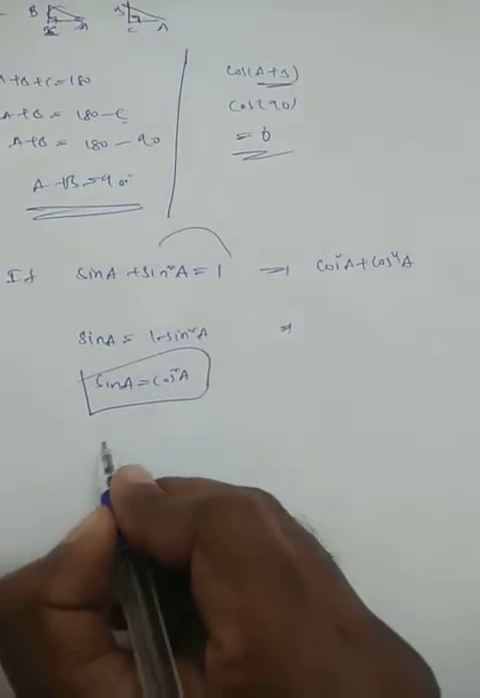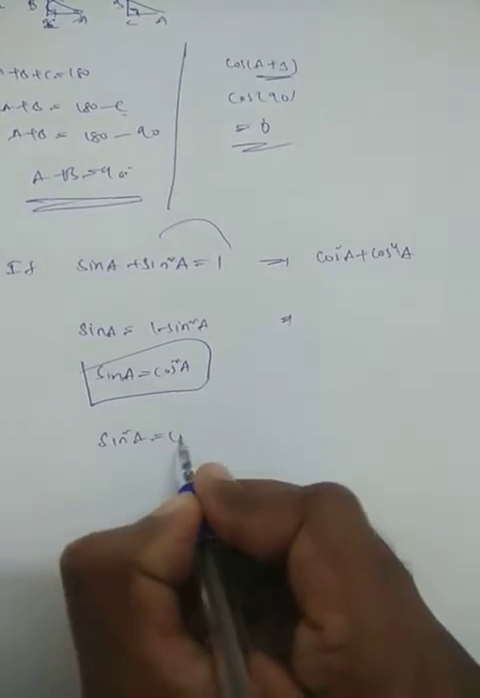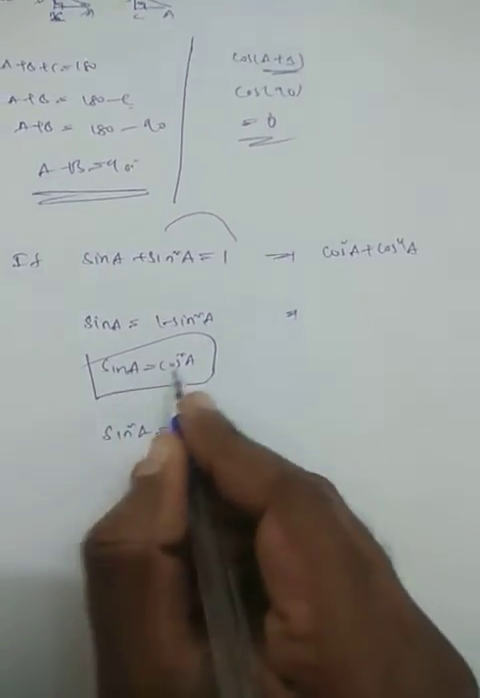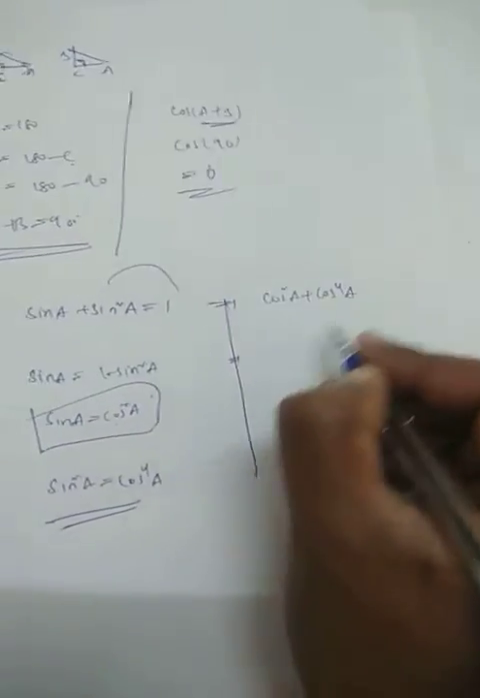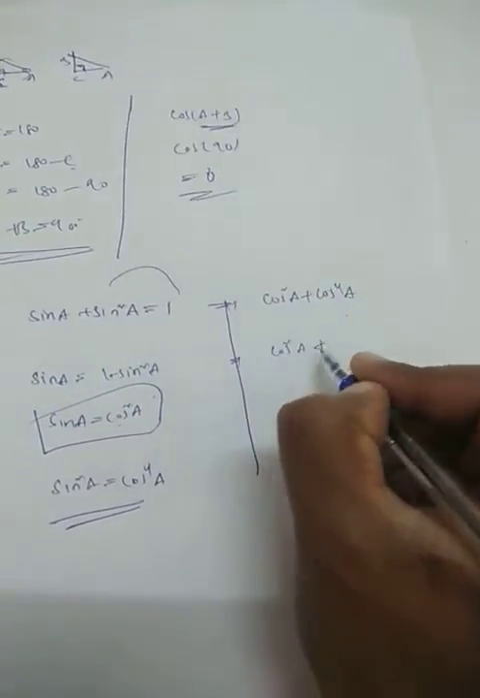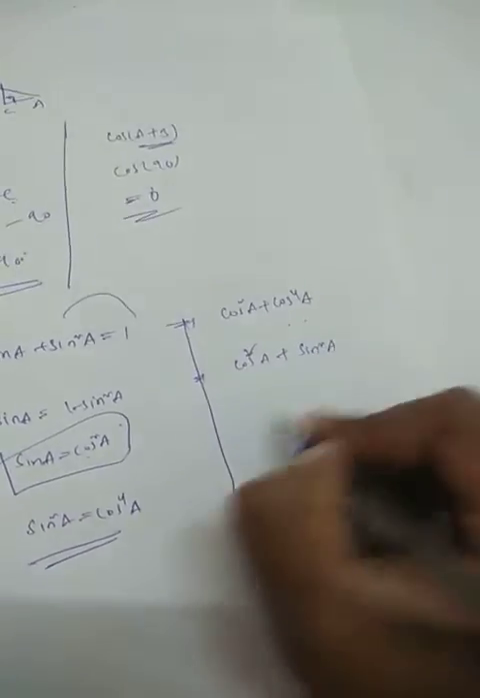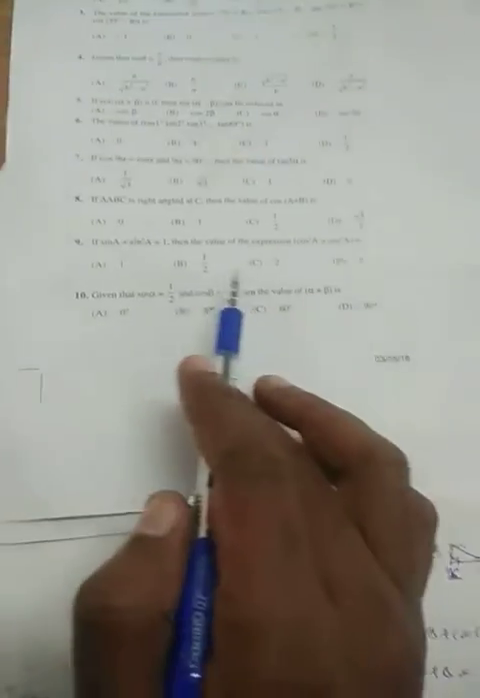If I apply squaring on both sides, sin square A is equal to cos power 4 A. So from this, I take cos square A plus cos power 4 A. Cos square A I take, and the cos power 4 A value is sin square A. So cos square A plus sin square A is 1. Some people will apply squaring on both sides for this expression, and they can do it in multiple ways. This is the best way, I feel, to get the answer in the easy way.